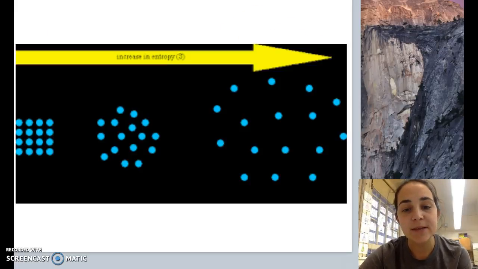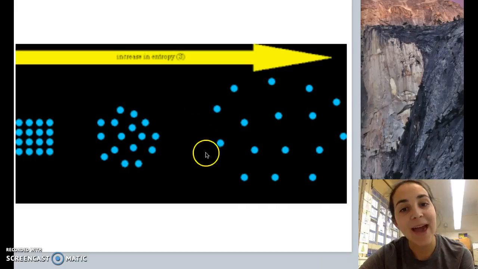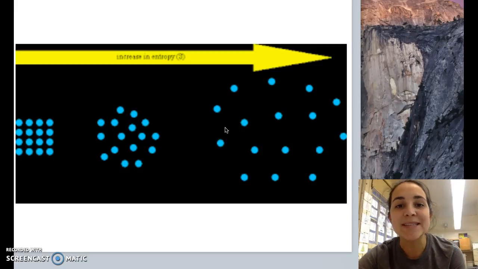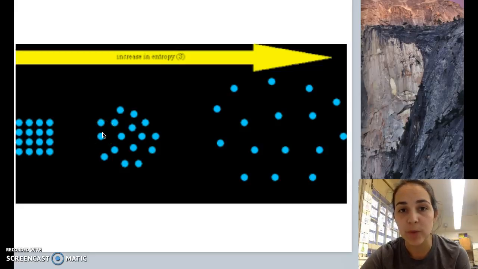If we think about how this applies to phase change, on the screen I have a solid, I have a liquid, and I have a gas. As I move from solid to liquid to gas, I'm getting more disordered, which means that I'm increasing my entropy.